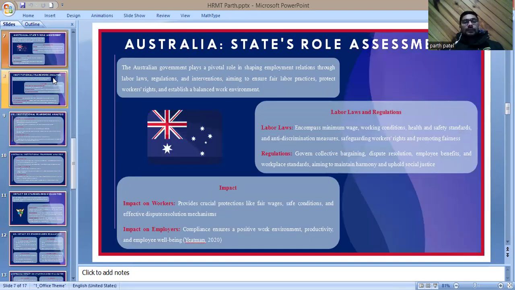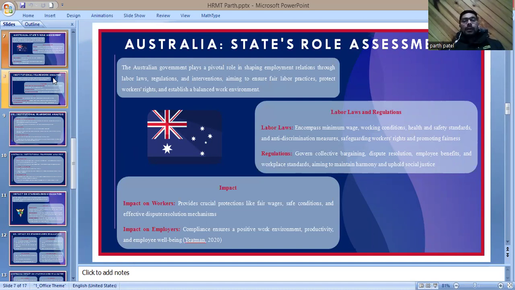Next is the Australian state's role assignments. The Australian government plays a pivotal role in shaping employment relations through labor law, regulation, and intervention, aiming to ensure fair labor practice, protect workers' rights, and establish balance for a better working environment. They try to give their labor a better working environment.